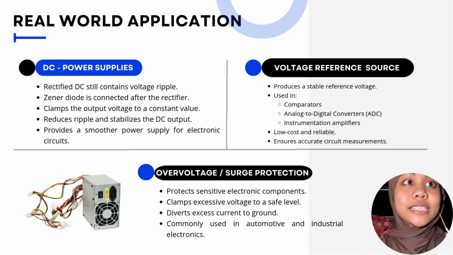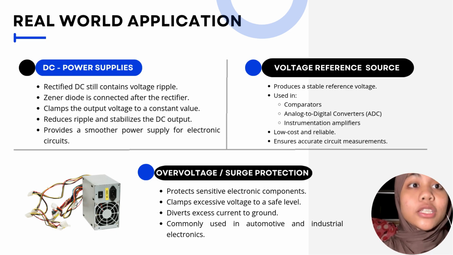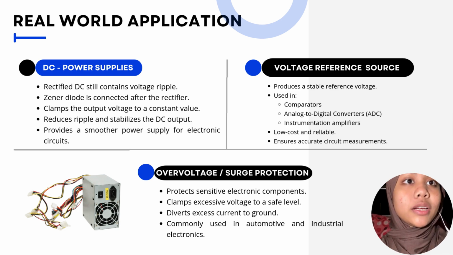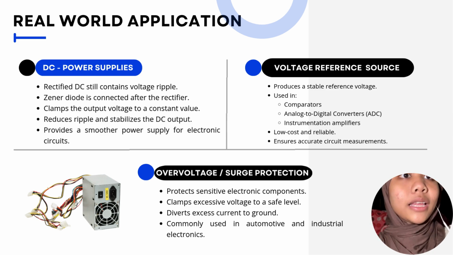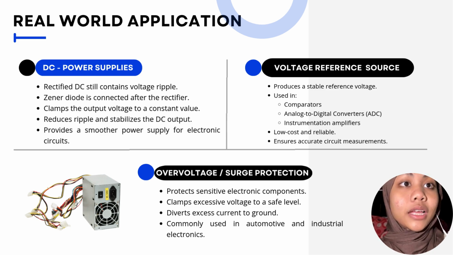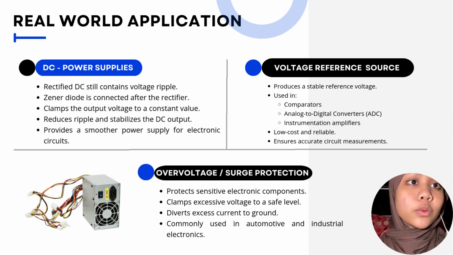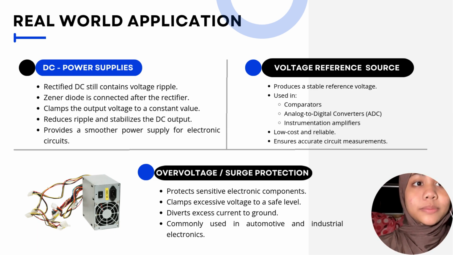So next are the real-world applications. First we have the DC power supply, whose rectified DC still contains voltage ripple. A Zener diode connected after the rectifier clamps the output voltage to a constant value, reduces ripple and stabilizes the DC output, providing a smoother power supply for electronic circuits.